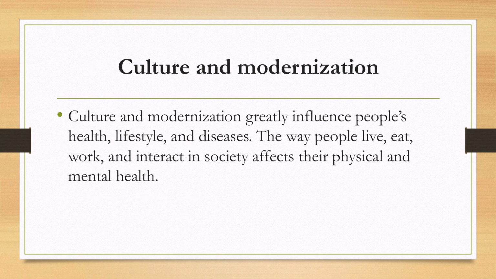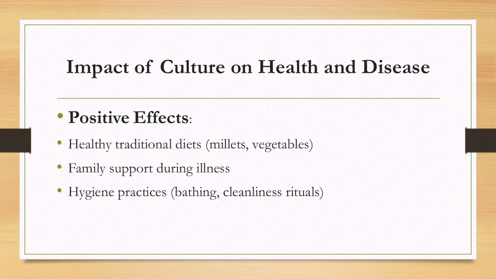Next, we will move to culture and modernization. So, culture and modernization greatly influence the health and disease patterns of people. The way people live, work, eat and interact in society affects both physical and mental health. So, culture and modernization strongly influence health and diseases. We will move to the impact of culture on health and diseases. So, culture has an important influence on health and healing. Many cultural practices help people maintain their physical, mental and social well-being.